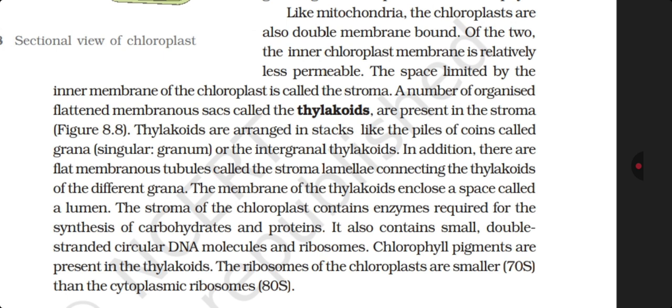The stroma of the chloroplast contains enzymes required for the synthesis of carbohydrates and proteins. It also contains small double-stranded circular DNA molecules and ribosomes. Chlorophyll pigments are present in the thylakoids. The ribosomes of the chloroplast are smaller, that is 70S, than the cytoplasmic ribosomes, that is 80S.